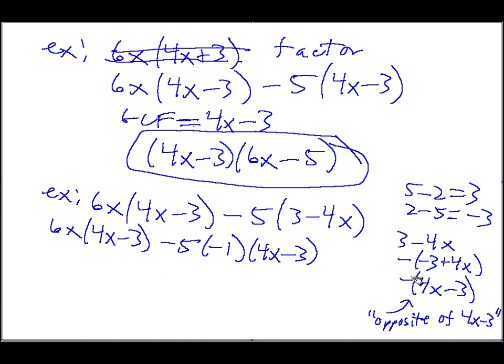And the reason I want to switch them around by taking out a negative 1 is because I want the 4x minus 3's to be the same. That way it becomes the greatest common factor here. Can we see that? But look what happens also.